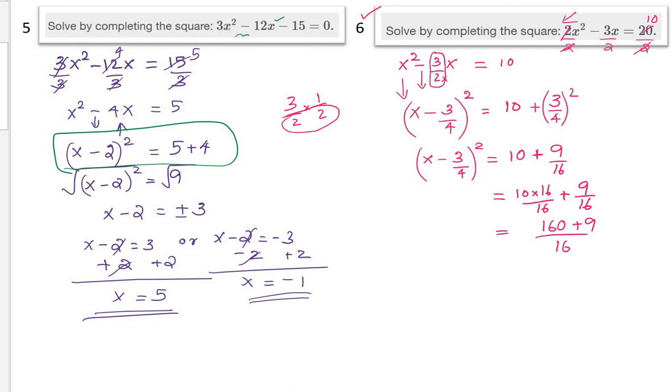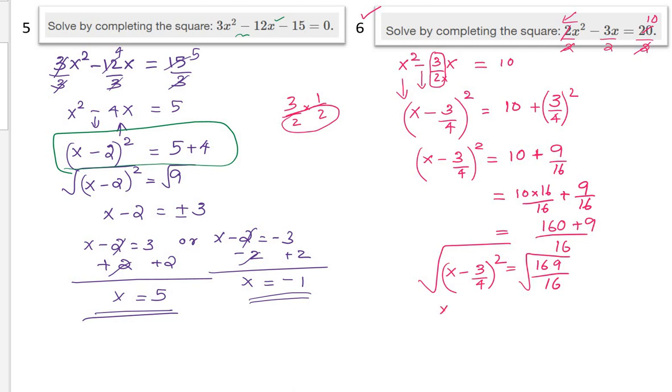So we multiply both numerator and denominator by 16 to equalize the denominators. Then do the multiplication: 10 times 16 is 160, plus 9. So that is 169/16. So this is (x − 3/4)² = 169/16. Now we want to take the square root on both sides.